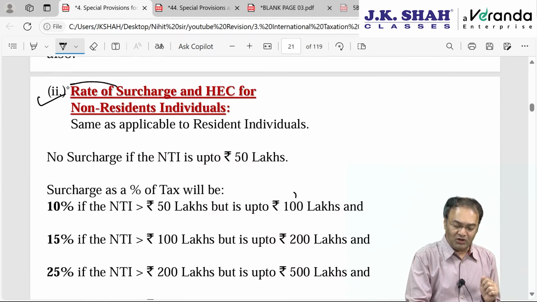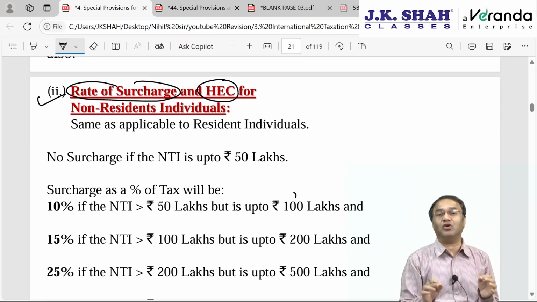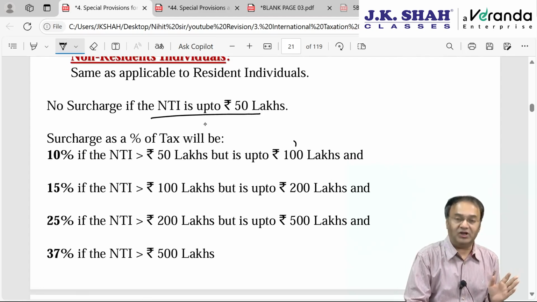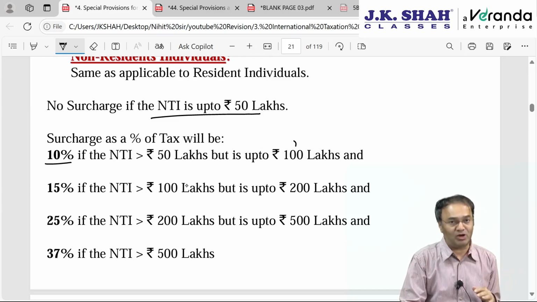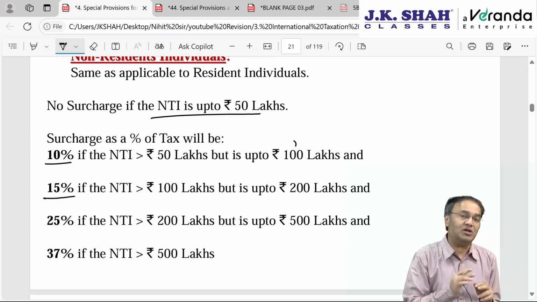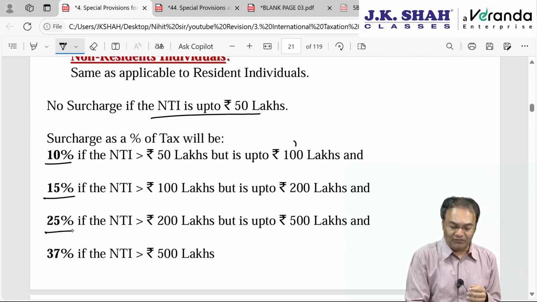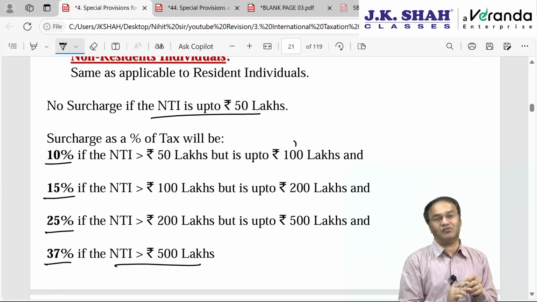Then the rate of surcharge and the rate of health and education cess will also be exactly the same for resident and non-resident. 0% if the income is up to 50 lakhs. Surcharge will be at the rate of 10% of tax if the net income is more than 50 lakh but up to 1 crore, 15% if the net income is more than 1 crore but up to 2 crore, 25% if the net income is more than 2 crore but up to 5 crore, and 37% if the net income is more than 5 crore.